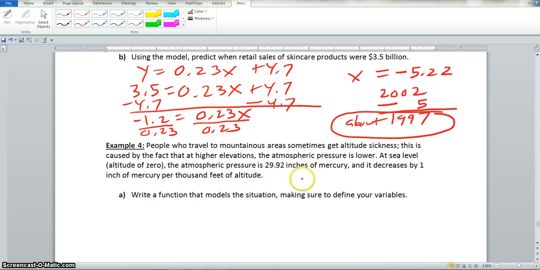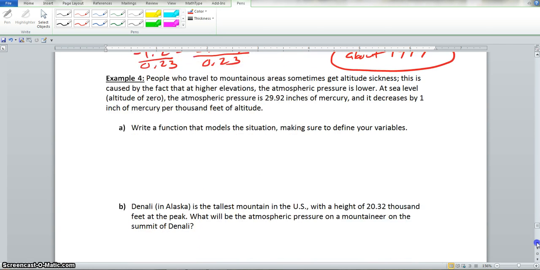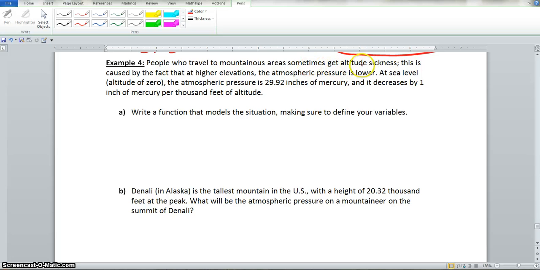Okay, now we come to example 4. It says, people who travel to mountainous areas sometimes get altitude sickness. This is caused by the fact that at higher elevations, the atmospheric pressure is lower. At sea level, altitude of 0, the atmospheric pressure is 29.92 inches of mercury, and it decreases by 1 inch of mercury per 1,000 feet of altitude. It says, write a function that models the situation. Make sure to define your variables.